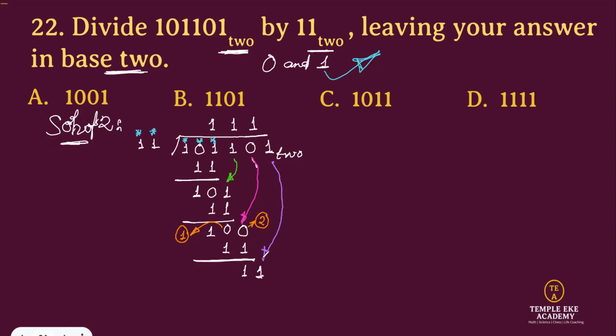And now the final division, 11 divides into 11. Perfect division. And that will give us 1. 1 multiplied by 11 gives us 11. And there is now no remainder. And therefore, our final answer is 1111. We write 1111 now to base 2. Very simple. Our final answer. And that will be the option D right there.